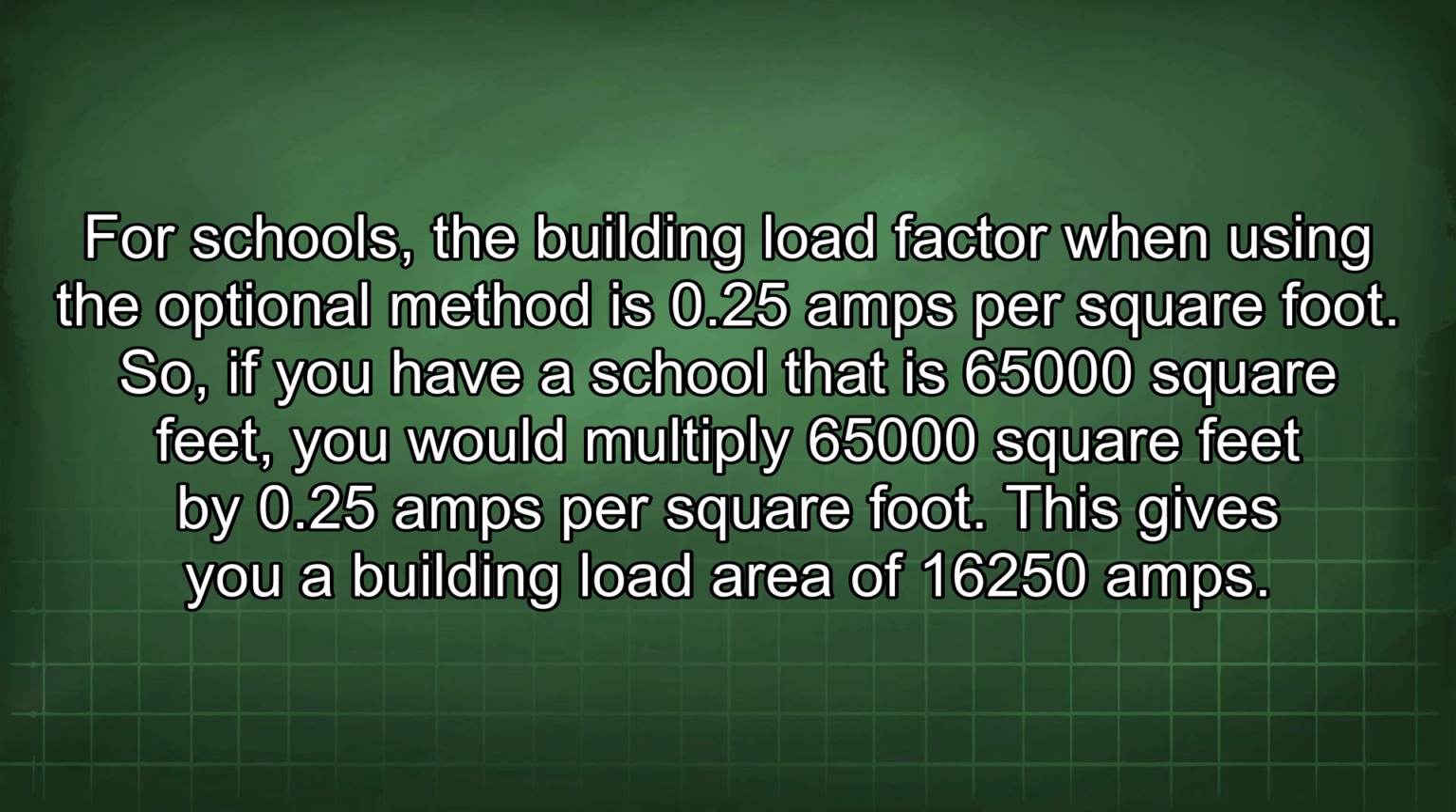So, if you have a school that is 65,000 square feet, you would multiply 65,000 square feet by 0.25 amps per square foot. This gives you a building load area of 16,250 amps.